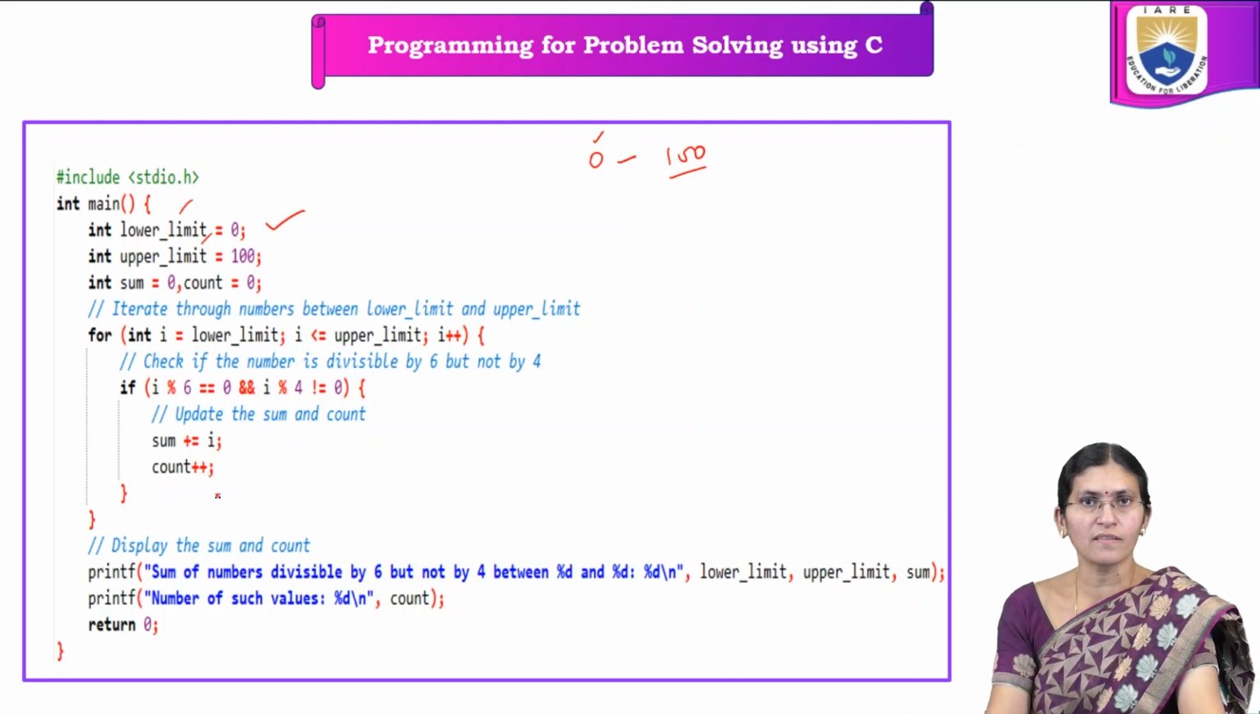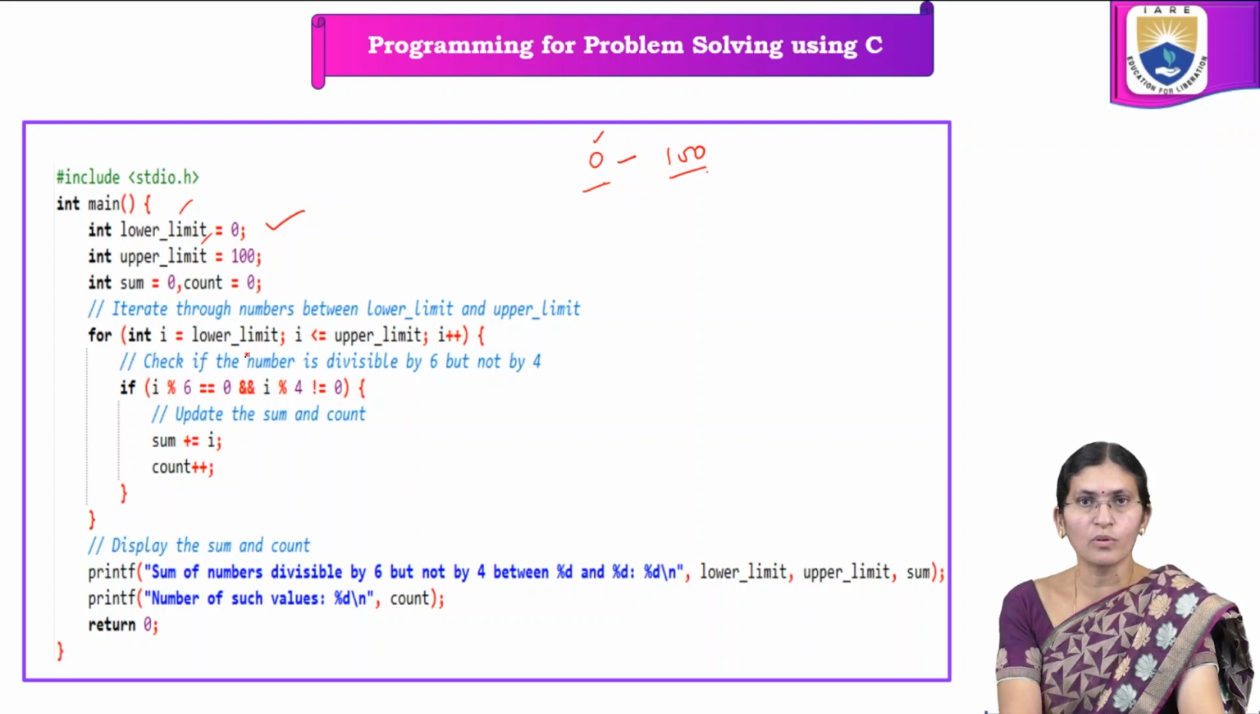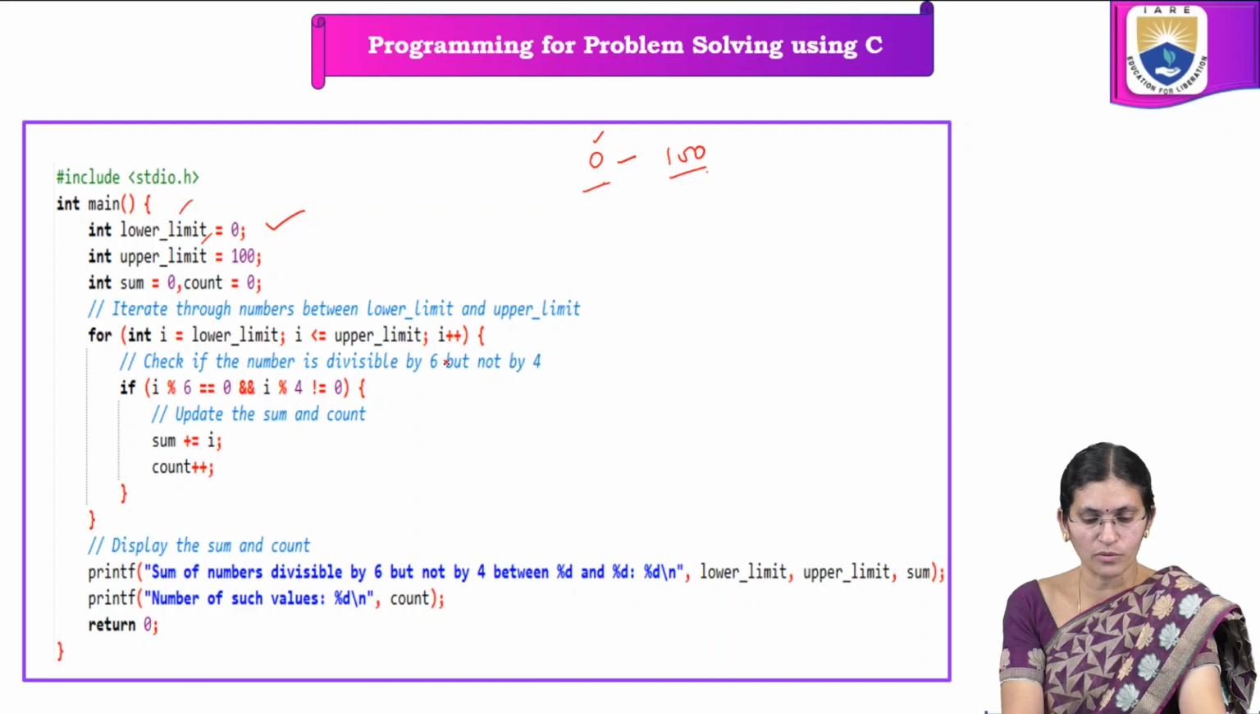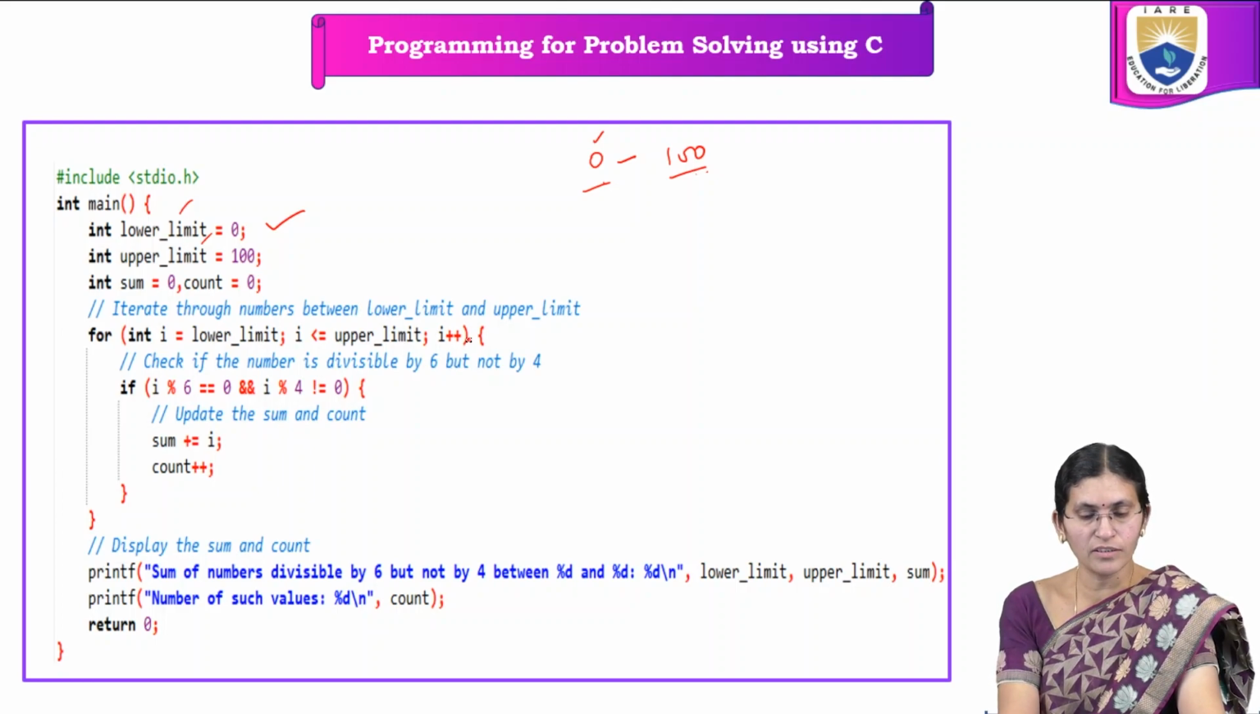Next, for loop. In order to access the numbers from 0 to 100, we are writing a for loop here. So for int i is equal to lower limit, i less than or equal to upper limit. This loop will repeat from 0 to the last element 100. In each iteration, i value will be incremented by 1. So in the first iteration, i is equal to 0, next iteration, i is equal to 1, and so on till i is equal to 100.